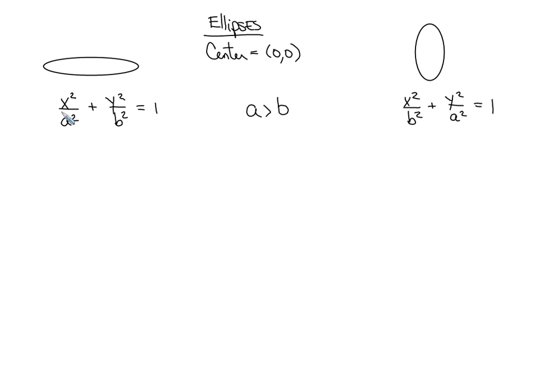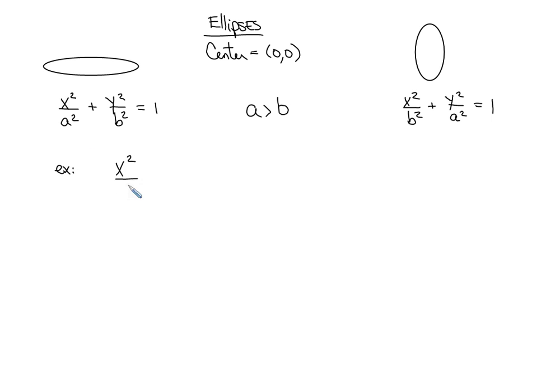Now notice, when the bigger number is under x, it gets stretched in which direction, x or y? X. When the bigger number is under y, which direction does it get stretched in? The y direction. Make sense? So remember that a is always larger than b on these. Okay, so let's take a look at an example here.